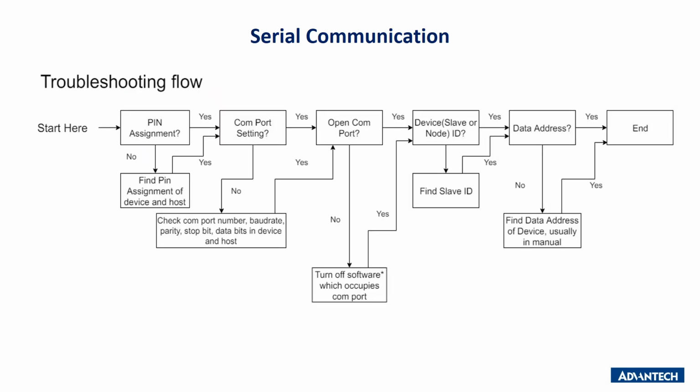Every time when you debug a serial communication issue, you should always start from the pin assignment. About how to connect the serial device and host, please refer to slide 11 in the Common Protocol document. Second, be aware of the COM port setting. Please check the COM port number, baud rate, parity, data, and stop bits on both sides. If any one of them is not correct, it would lead to a communication error.